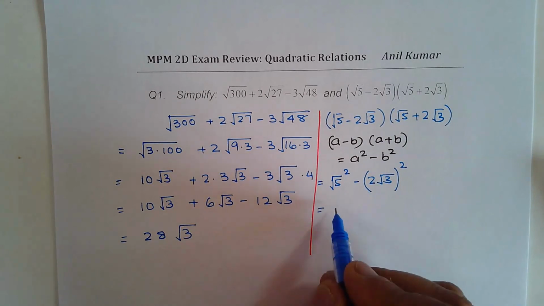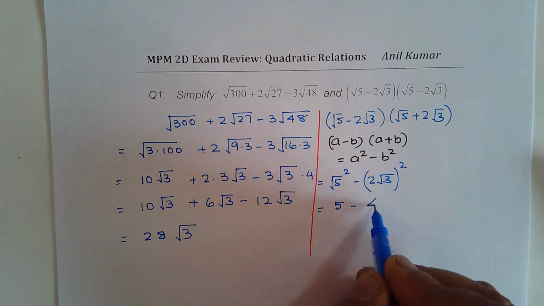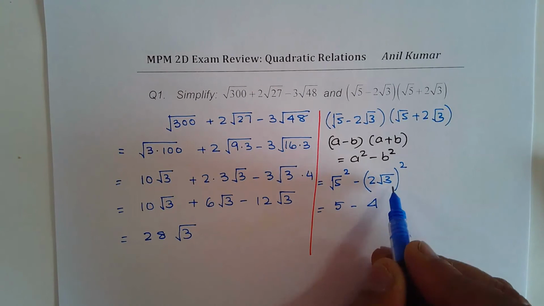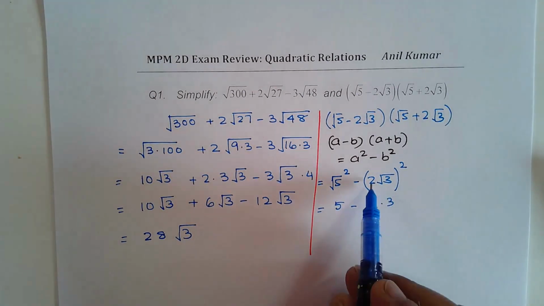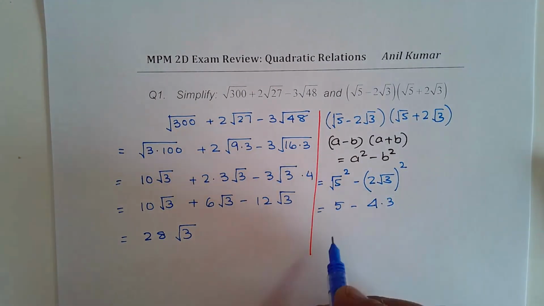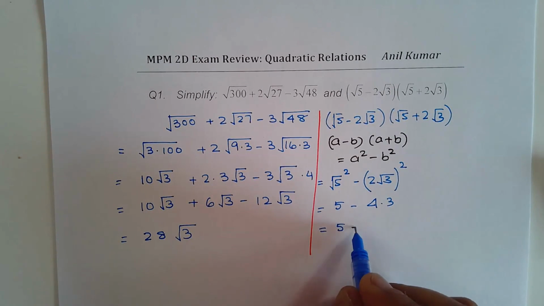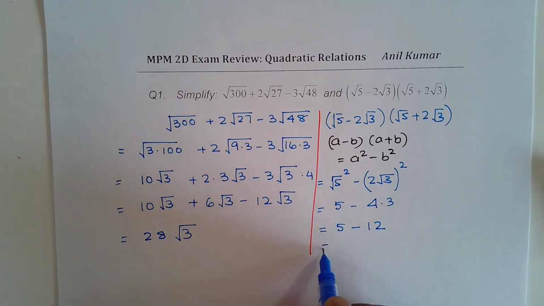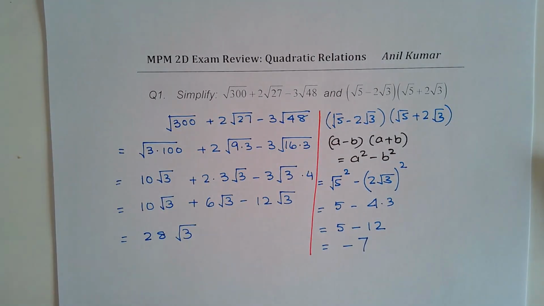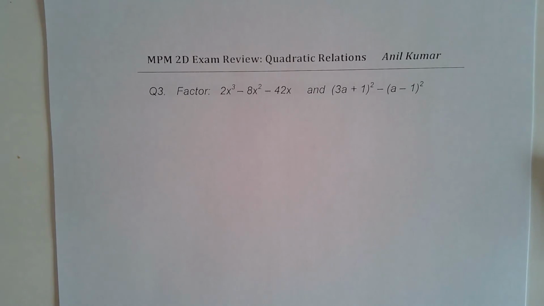It is 5. And here we get 4 times 3, right? Square of 2 is 4. You have to square 2 also. 4 times 3 is 12. So we get 5 minus 12, and 5 minus 12 is negative 7. So that is how you are going to simplify these radicals. Now it's very important to understand how to do it, since in quadratic equations we use the quadratic formula, which has a radical. Let's look into the next question.